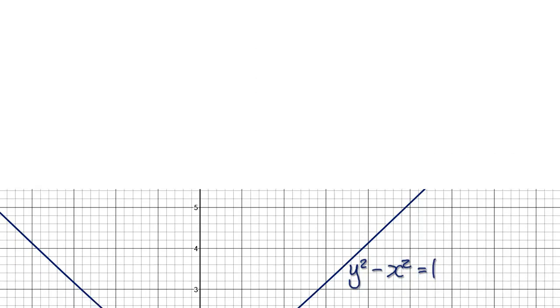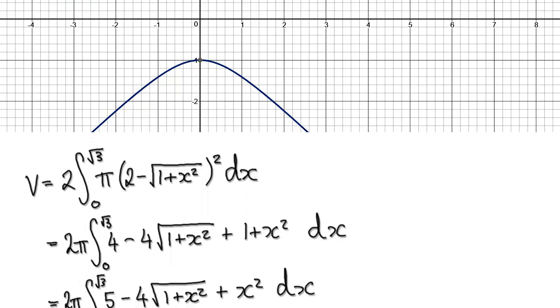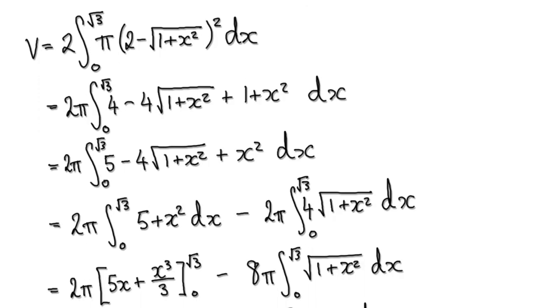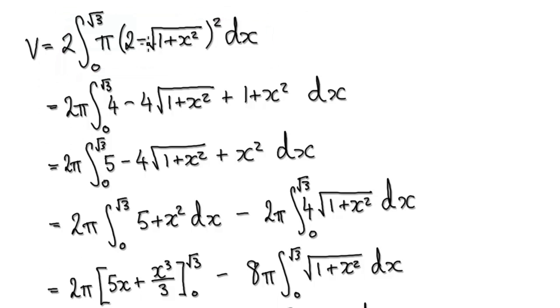So following on from the previous video, we got to this stage here where the volume is given by this thing here. So now it's just a matter of working this out. So multiply this out, and by the way, this is a constant, so we can take it out here.